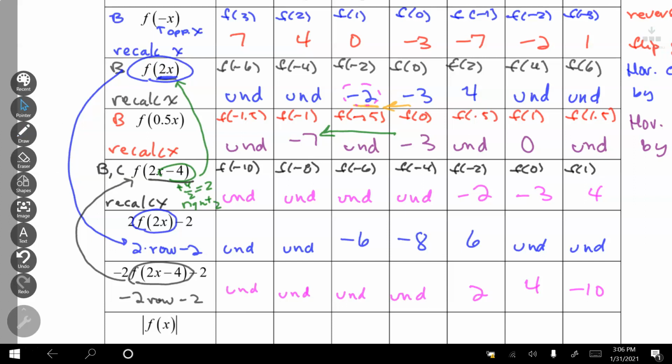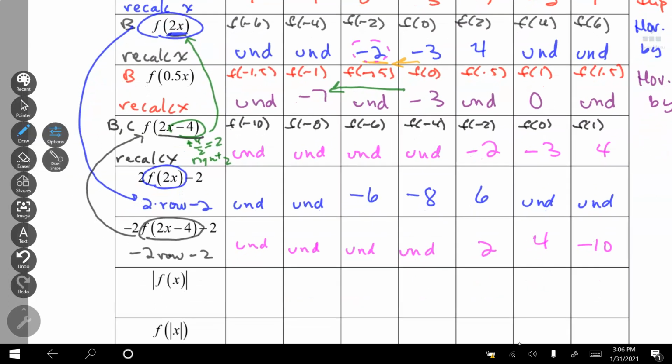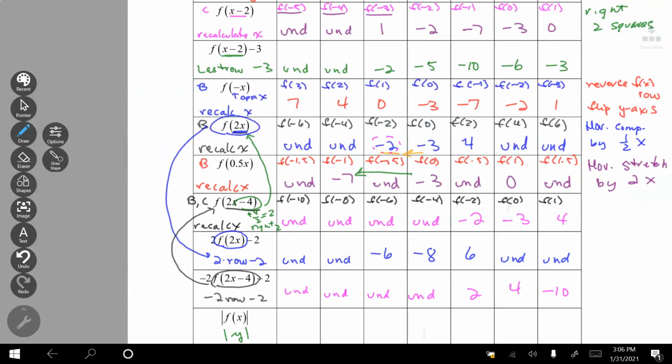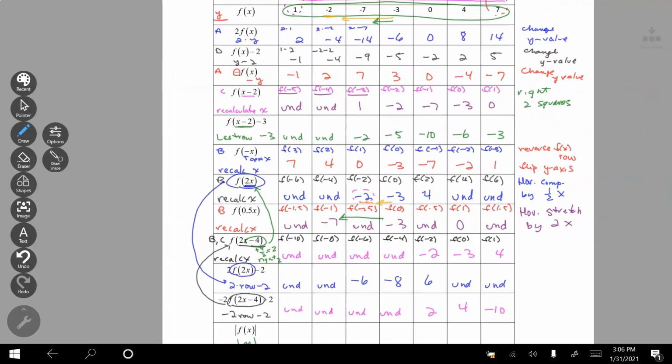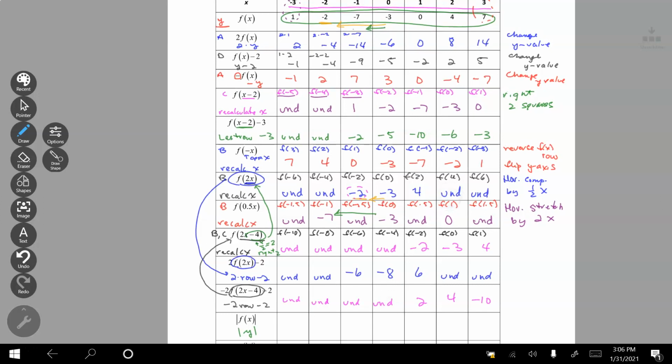Finally, we're going to get to a nice easy row. This basically says, give me the absolute value of all these y values. So I want all the y values to be positive. So these y values that you have at the very top here, I want them to all be positive. So this y value here of 1 is still 1. This y value of negative 2 is 2. Negative 7 becomes 7. Negative 3 becomes 3. 0, 4, and 7. So all the y's are non-negative. That was an easy row.